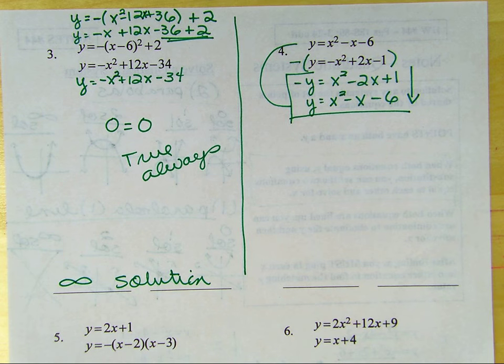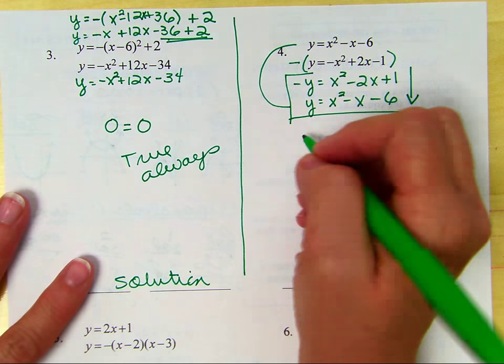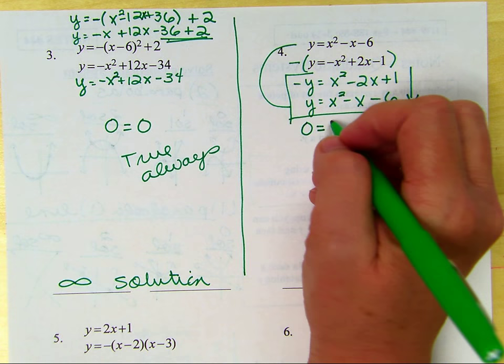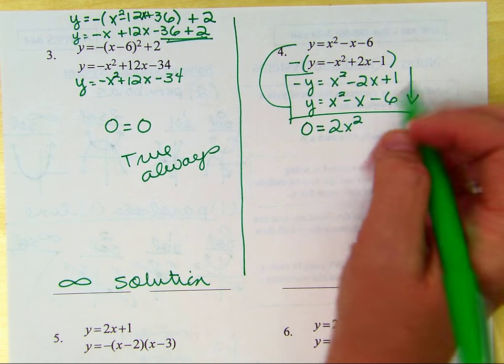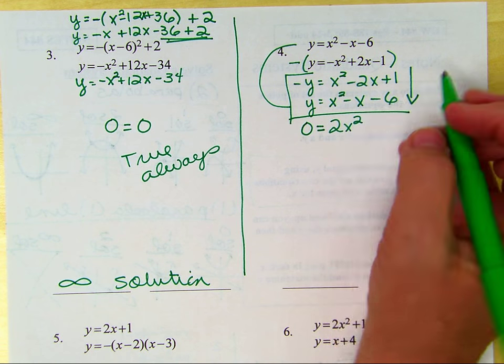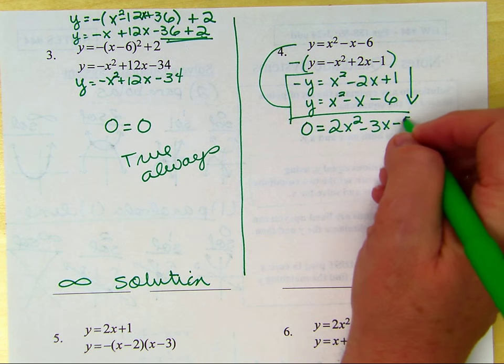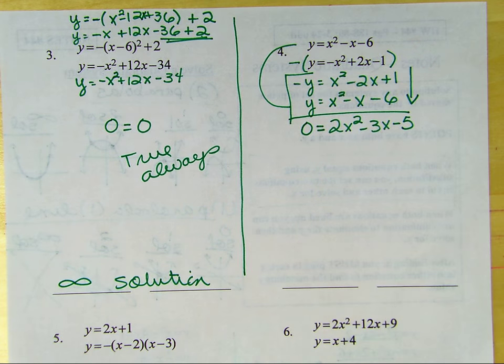The y's cancel out. I have 0 equals 1x squared plus 1x squared is 2x squared. Negative 2x minus 1x is minus 3x. 1 minus 6 is negative 5. I love elimination. I think it's much cleaner, like you're right there.